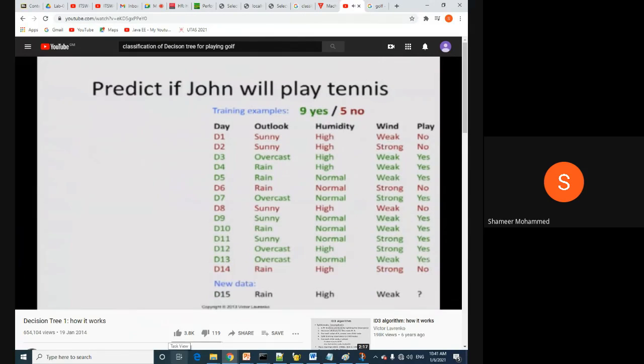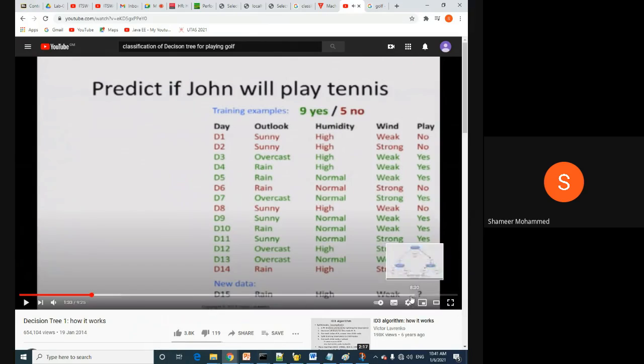So the new data is like this: rain, high, weak. So what is your decision? Whether you want to play tennis or you don't want to play tennis.